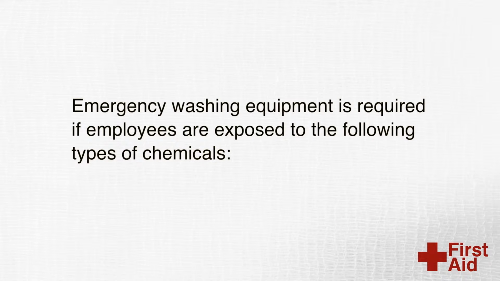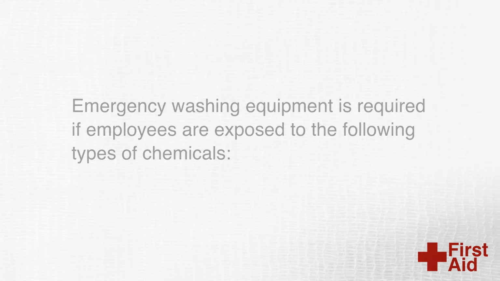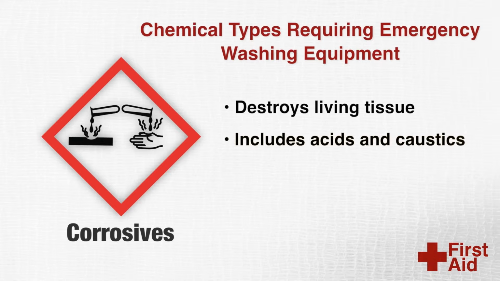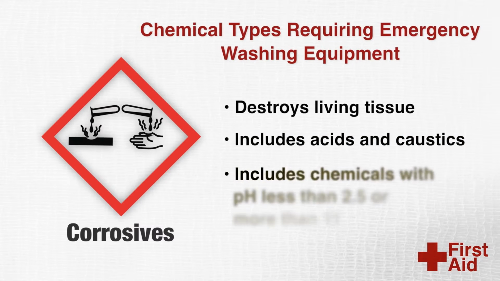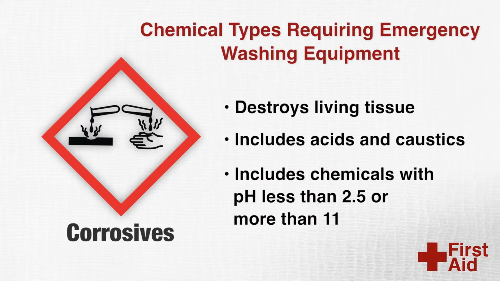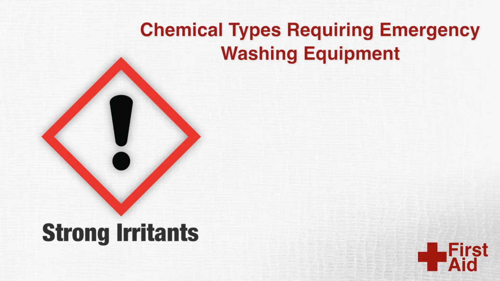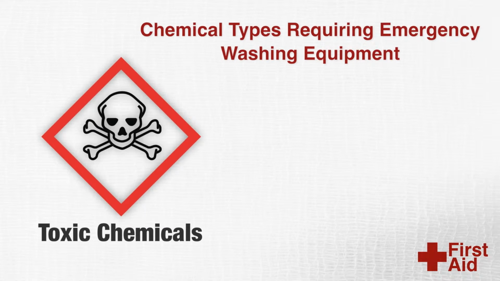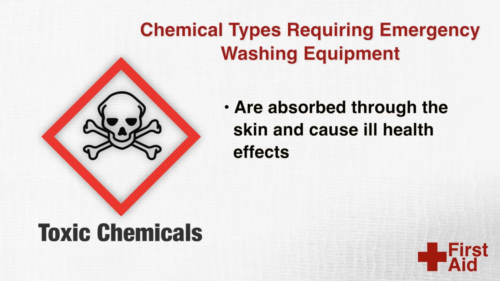Emergency washing equipment is required if employees are exposed to the following types of chemicals. Corrosives. They destroy living tissue. This includes acids and caustics. Includes chemicals with pH less than 2.5 or more than 11. Strong irritants. Strong irritants cause an inflammatory effect at the point of contact. Toxic chemicals are absorbed through the skin and cause ill health effects. Includes pesticides.